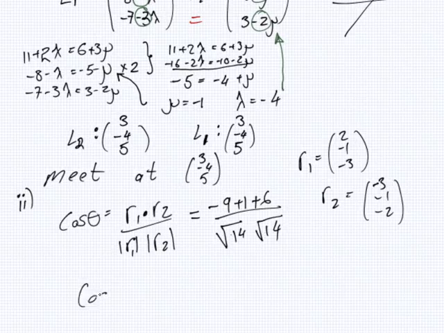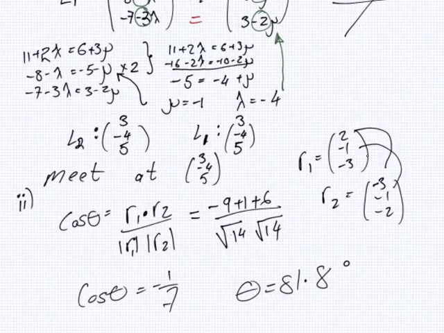So cos theta equals minus 1 over 7. Do they want the acute angle? Theta equals 81.8 degrees. How do you get minus 9 plus 1 plus 6? You multiply them together: 2 by 3, 1 by 1, 3 by 2, and add them up. 2 by 3 is 6!